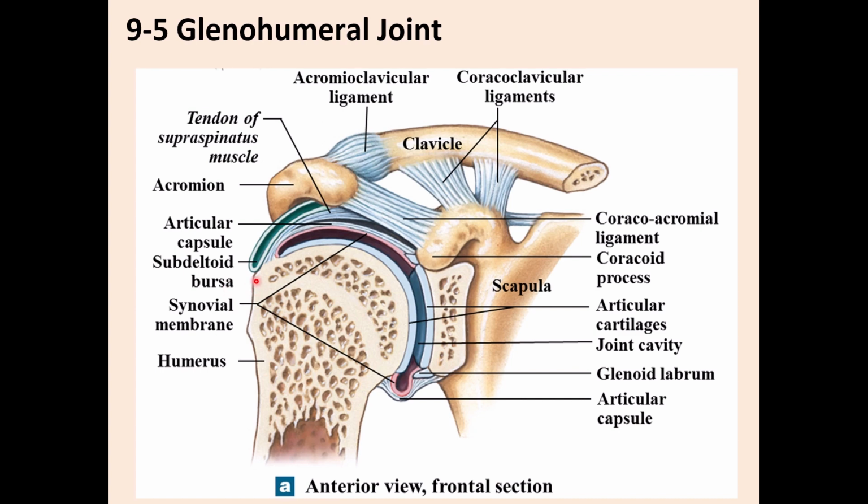This is located more laterally. The subdeltoid is located more laterally, below the deltoid muscle. There is also another one that is located below the acromion. I will show you the next image. You see that there's one below the acromion, but this is located more laterally.